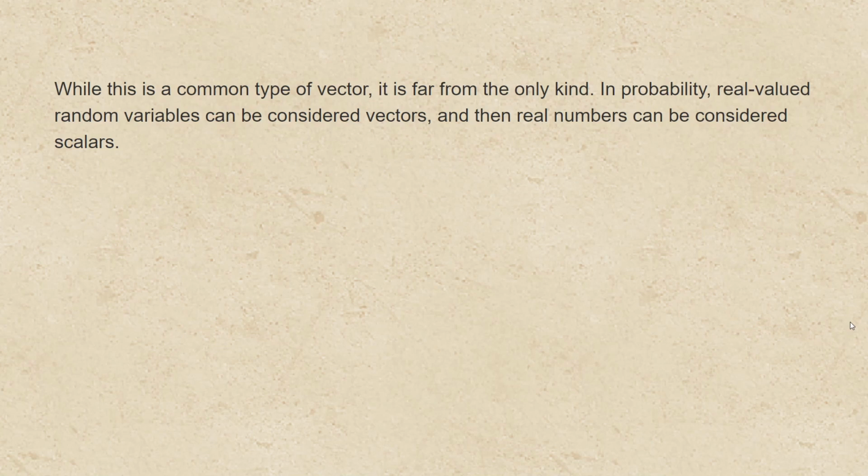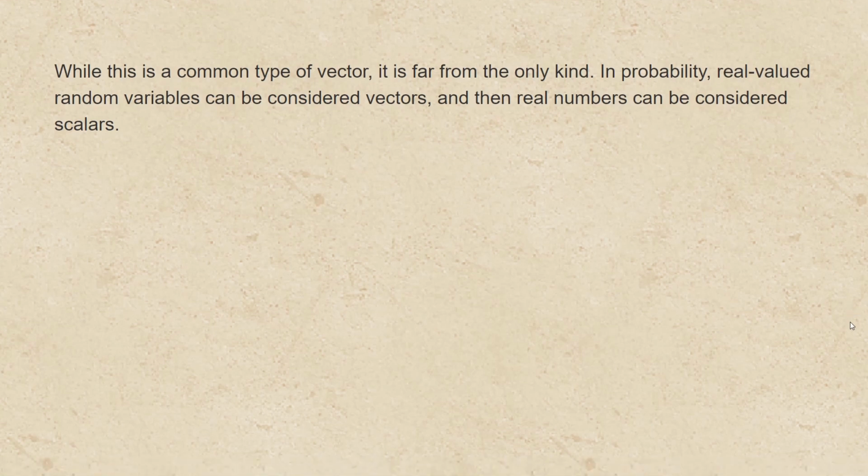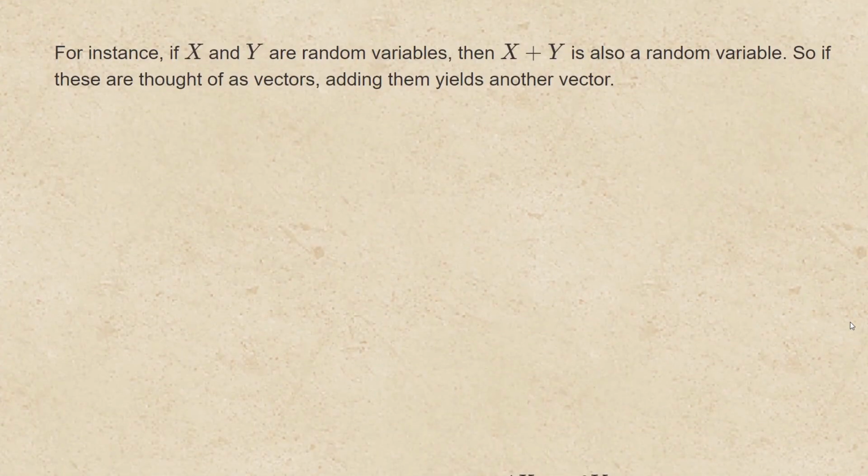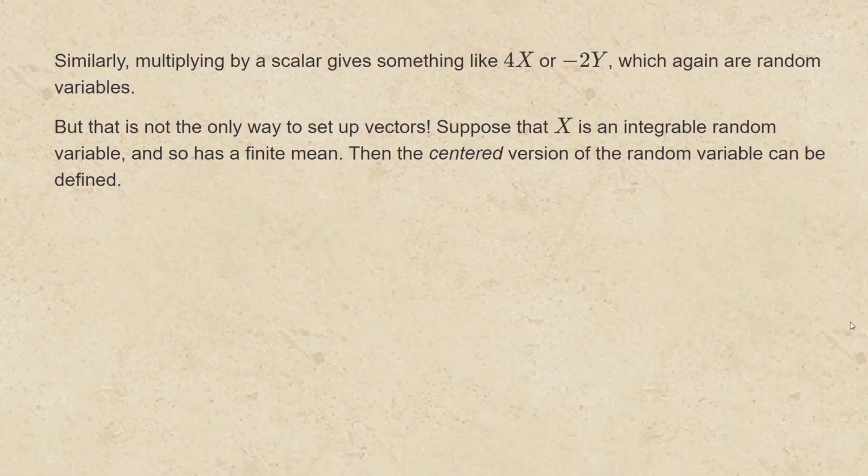In probability, real-valued random variables can be considered vectors, and then real numbers can be considered scalars. If x and y are random variables, then x plus y is also a random variable. So if these are thought of as vectors, adding them together yields another vector. Similarly, multiplying by a scalar gives something like 4x or negative 2y, which again are random variables. But that is not the only way to set up vectors.